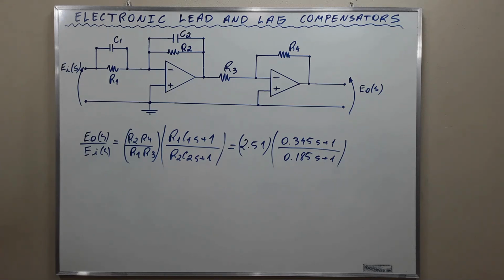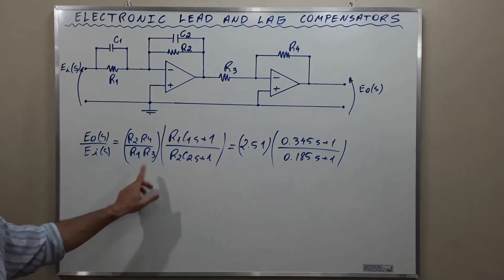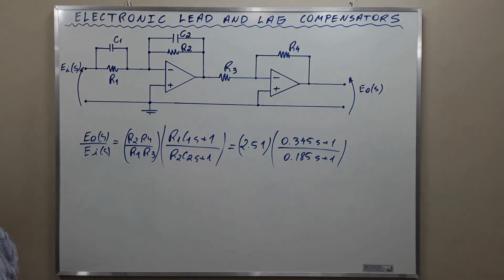My friends, this is how we implement a lead compensator. With these values of the resistances and the capacitances, using operational amplifiers, we will force the root-locus to pass at the desired closed-loop poles, and the system will behave in accordance with what we wish, and thus meet specifications.